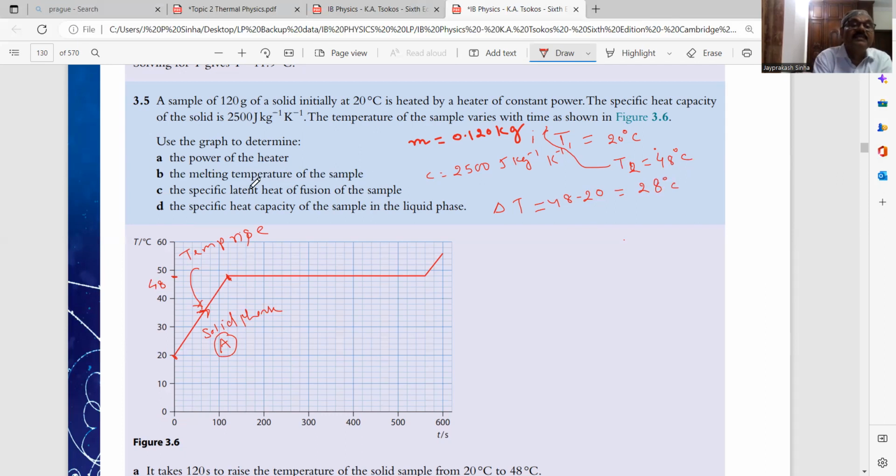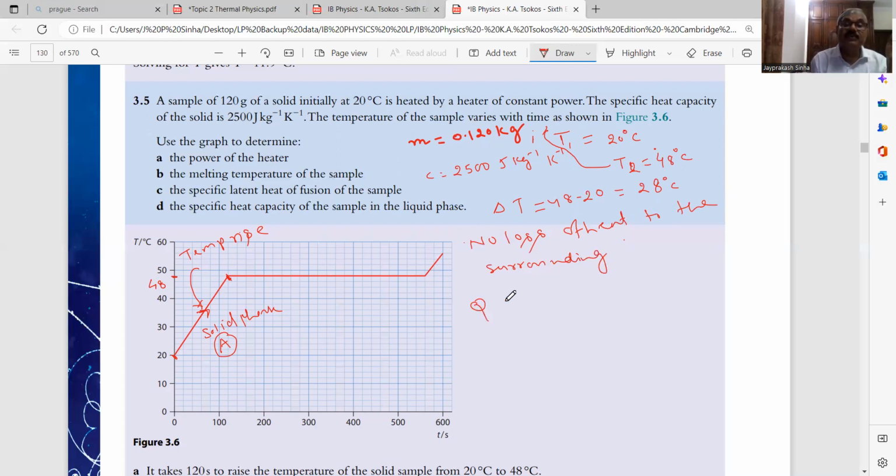Now this is the delta T, this is m, and c is given. So we can find the amount of heat energy or electrical energy here. One assumption we are making is that there is no loss of heat to the surrounding. Whatever electrical energy you are supplying, that total energy is being utilized for heating the solid.